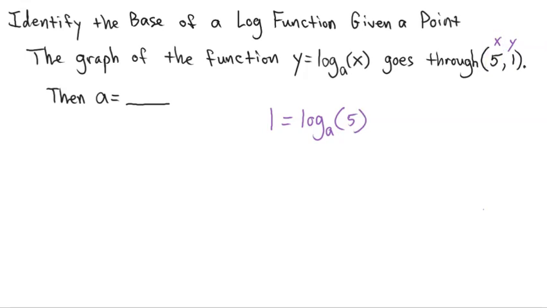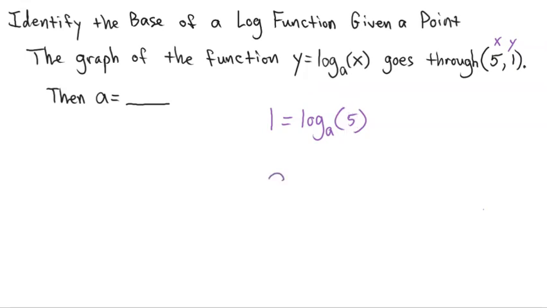So you can see we put x equals 5 in for x, and we put y equals 1 in for y. And now we're going to convert it into an exponential expression. I know that you're used to seeing the equals on the other side here, but understand we can do it the other way too. We can do a to the first power is equal to 5.